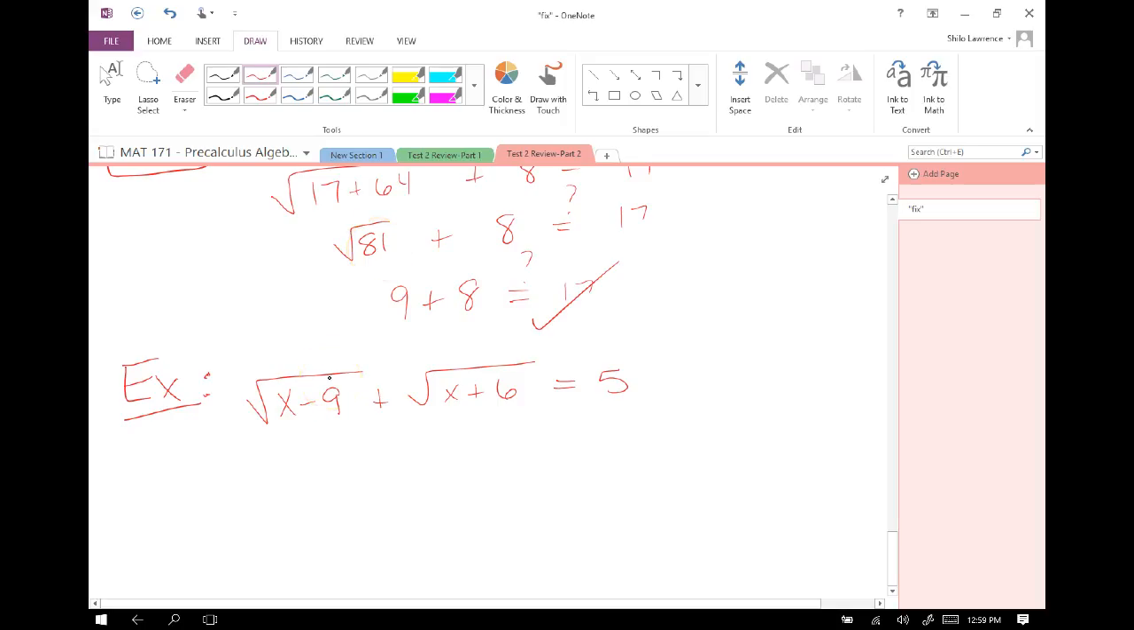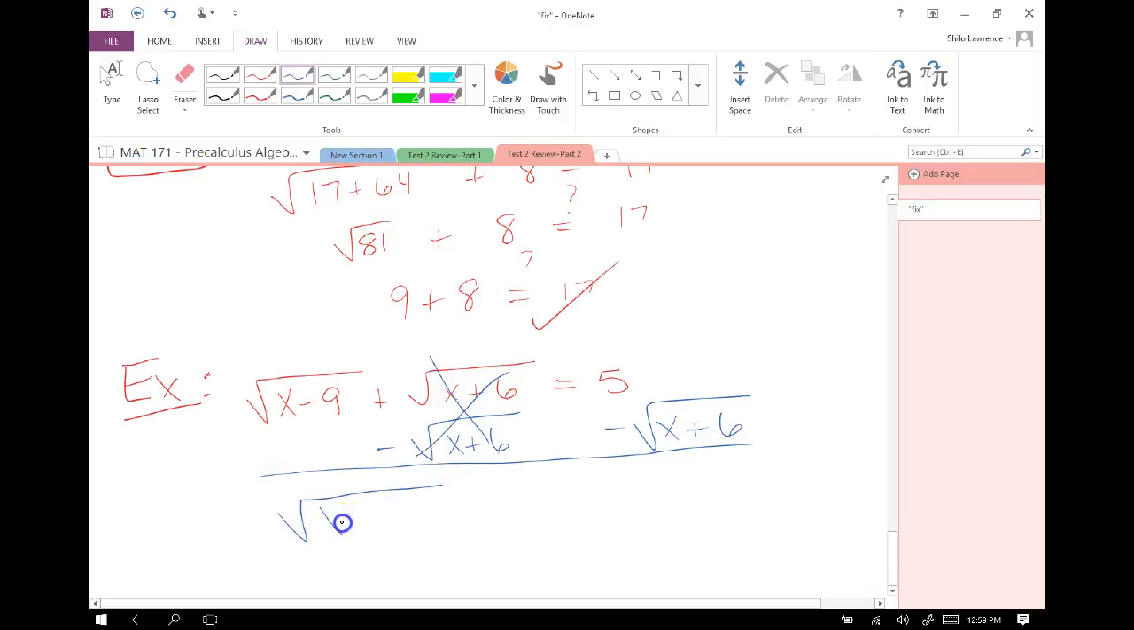There are square roots in the problem. We need to fix that. To get rid of a square root, we square, but we don't want to square until we have one all by itself. So I am going to move one of them over to the other side and deal with it later. So for my first step, I am isolating the square root of x minus 9. Square root of x minus 9 is isolated.